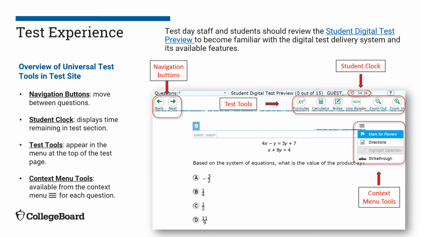The student test experience includes a number of universal tools available to all students. Some tools, like the math formula sheet and calculator, are only available in the math section. Test Day staff and students should review the Student Digital Test Preview to become familiar with the digital test delivery system ahead of Test Day.